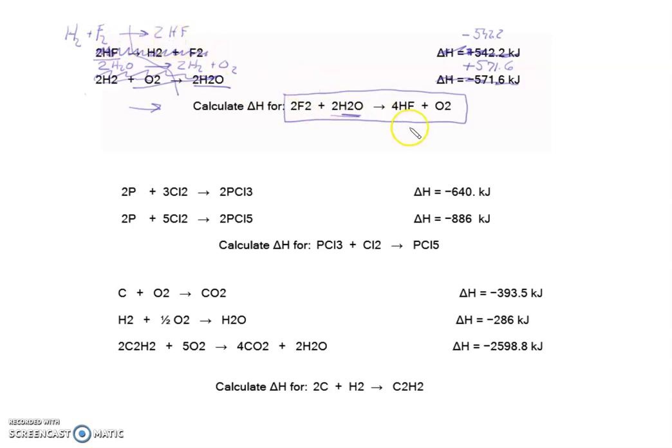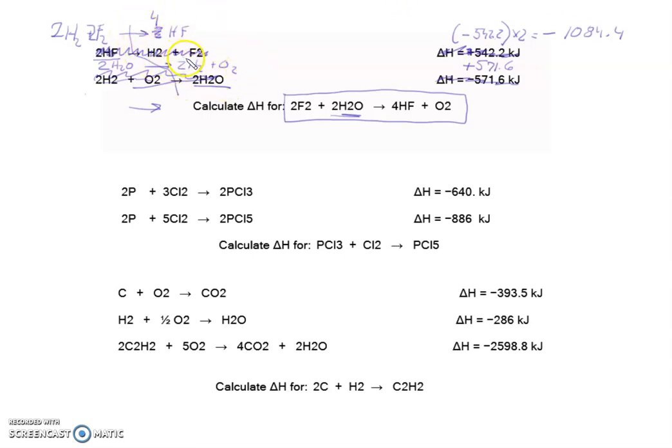I've got 2 HF. I want 4 HF at the end. So I'm going to have to double this whole equation. So I'm going to make this a 2, this a 2. This, of course, becomes a 4. And again, what I'm going to do is double this number times 2, which when you do that is negative 1084.4.